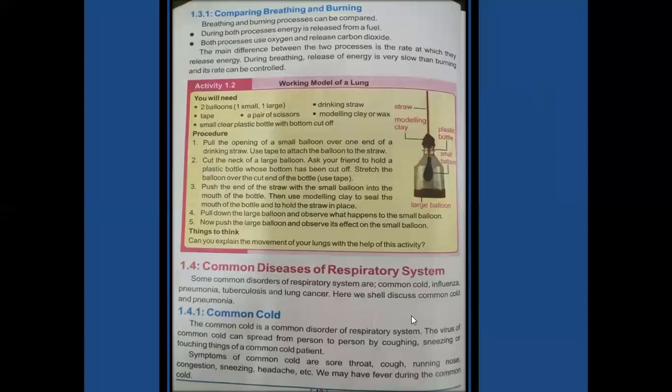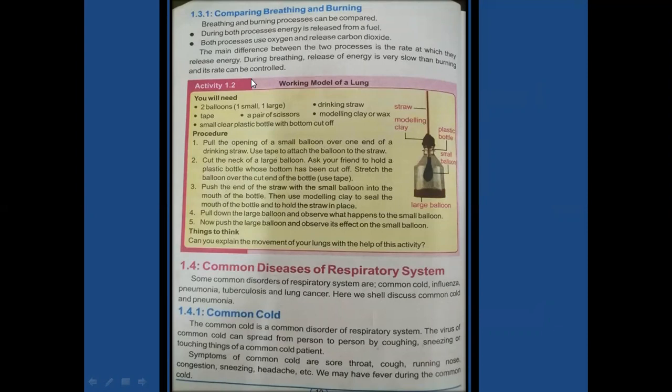Coming towards the next topic, which is about comparing breathing and burning. Breathing and burning, they are two processes. Although you learned breathing in the previous lecture, these processes are also comparable. First thing, during both processes, energy is released. Energy is released from a fuel.